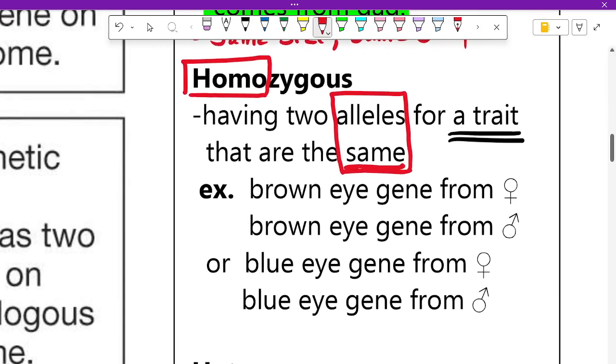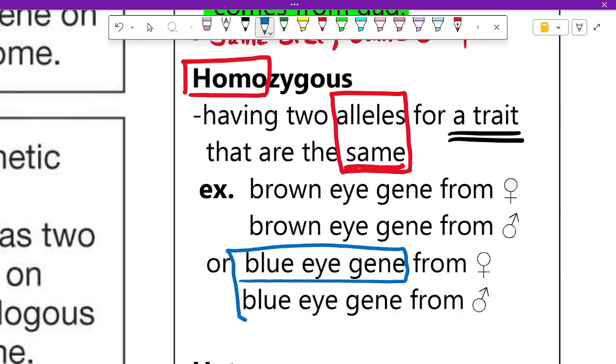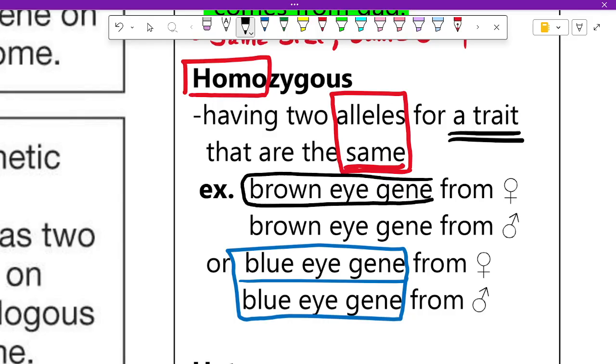So if you are homozygous, you got a blue-eyed gene from mom and a blue-eyed gene from dad. If you are homozygous, you maybe got a brown-eyed gene from mom and a brown-eyed gene from dad. That means you are homozygous.